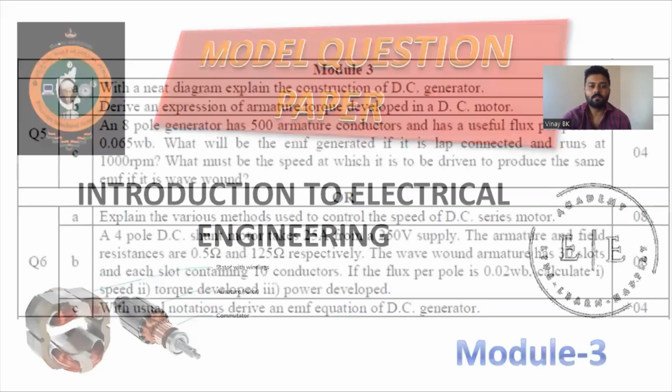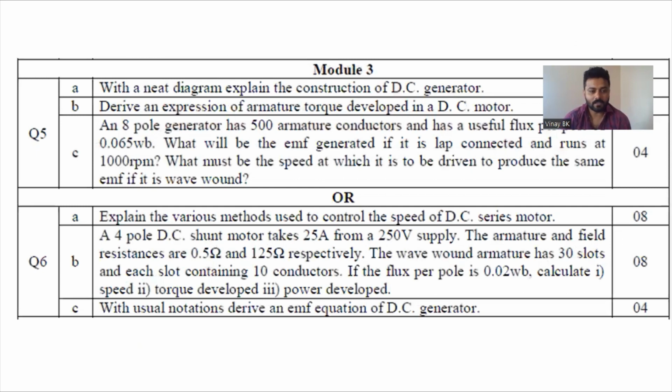Just observe Model 3, question number 6. Explain the various methods used to control the speed of DC series motor. Parallel, you can explain the various methods used to control the speed of DC shunt motor. Any one speed control you can expect in the examination.